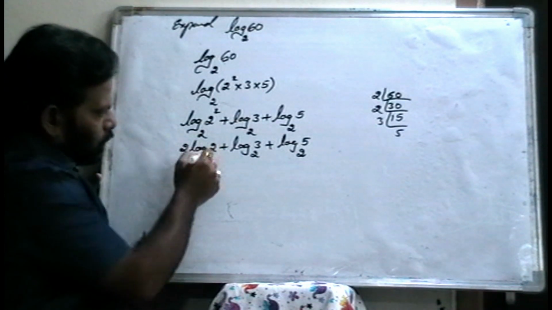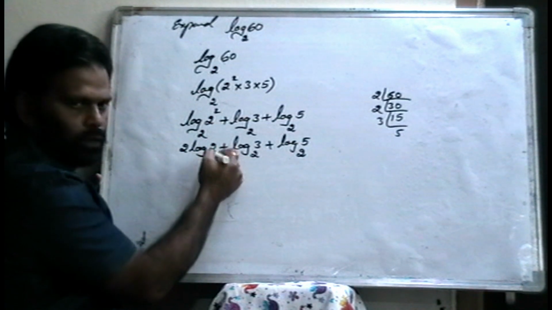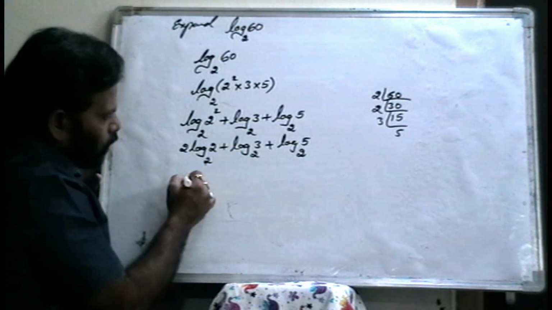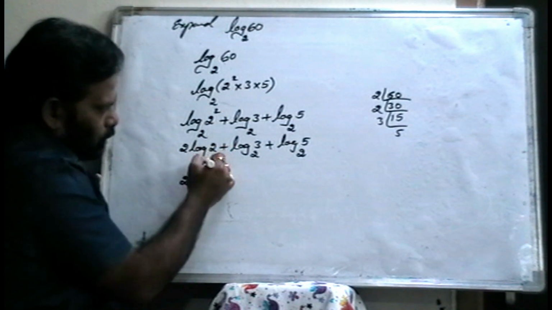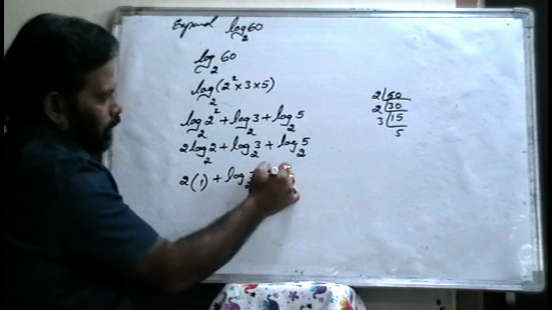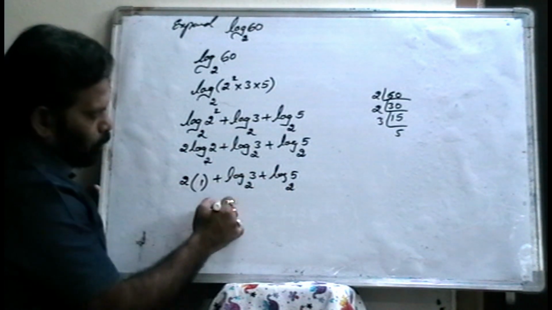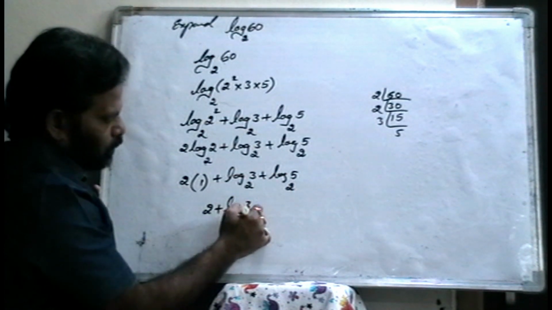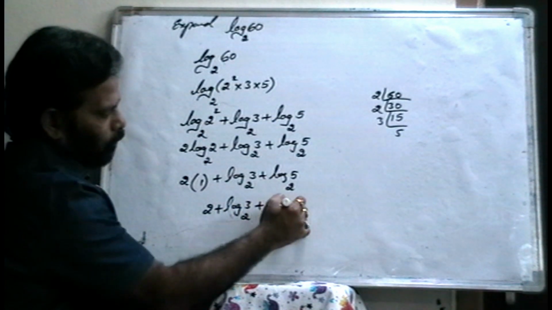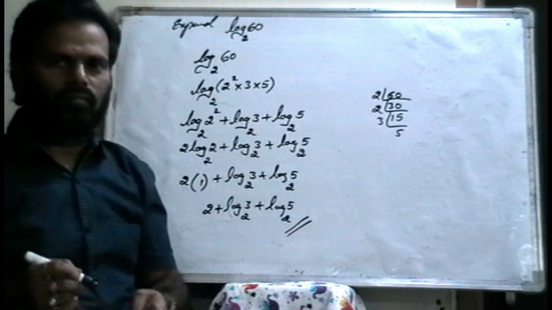Or also we can say that log 2 base 2. We know that log A base A is equal to 1. So 2 into log 2 base 2 is equal to 1 plus log 3 base 2 plus log 5 base 2. 2 ones are 2 plus log 3 base 2 plus log 5 base 2. This is the expansion of log 60.